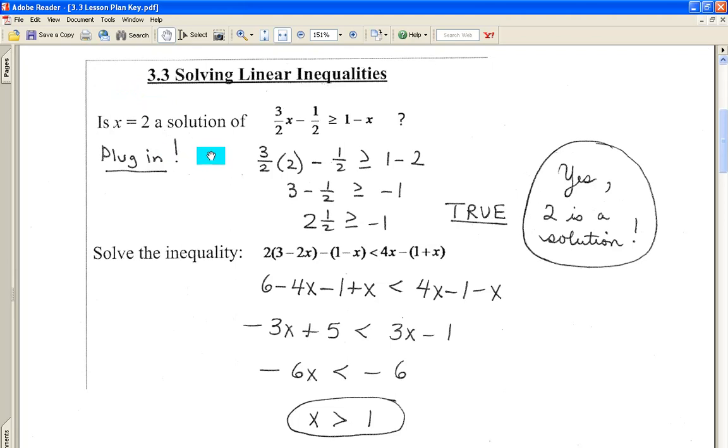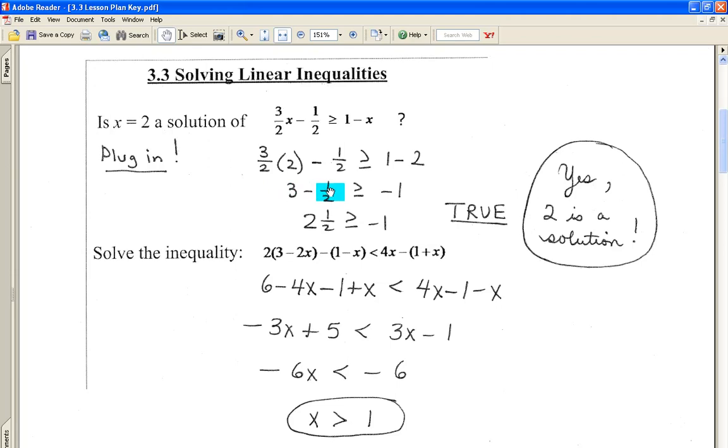Okay, the first question you can see is pretty easy. Is x equals 2 a solution of this inequality? They're not asking us to solve it, they're just asking us to plug in. So every place we see an x, I'm substituting in a 2. And then I'm doing the arithmetic. Remember, when you're multiplying fractions together, the 2's cancel, leaving me with 3. 3 minus a half is 2.5, even without getting a common denominator. Let's not mess with that.